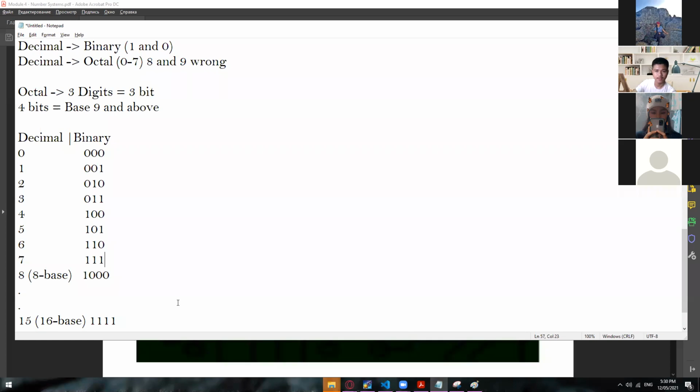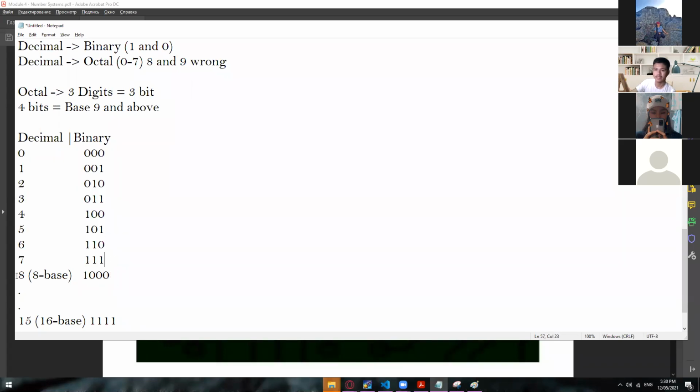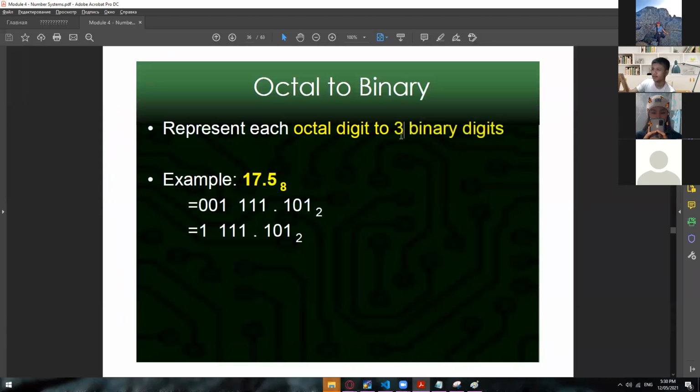Okay, very good, Miss Kyla. How about the others? Okay, so 0 to 7 or octal is 3 bits only, and then 8 base and above up to 16 base is 4 bits. Okay, so that is the reason why in octal you only need 3 binary digits.